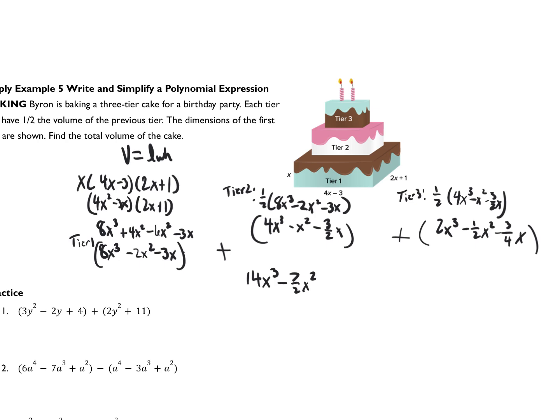And then I have negative 3x, negative 3/2 x, and negative 3/4 x. So if everything was over 4, that would be negative 12/4, negative 6/4, and negative 3/4. So 12 plus 6 is 18, plus 3 is 21. So negative 21/4 x. And that is the entire volume.